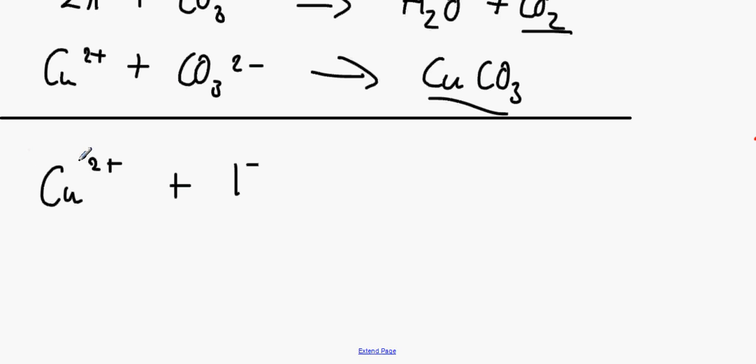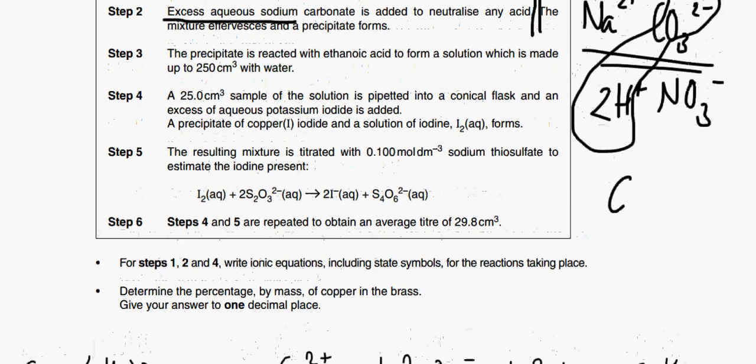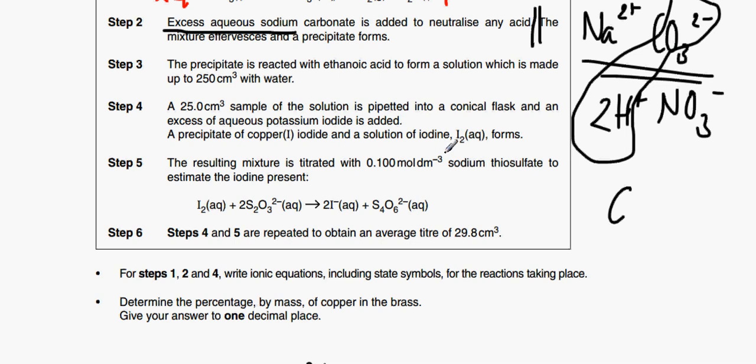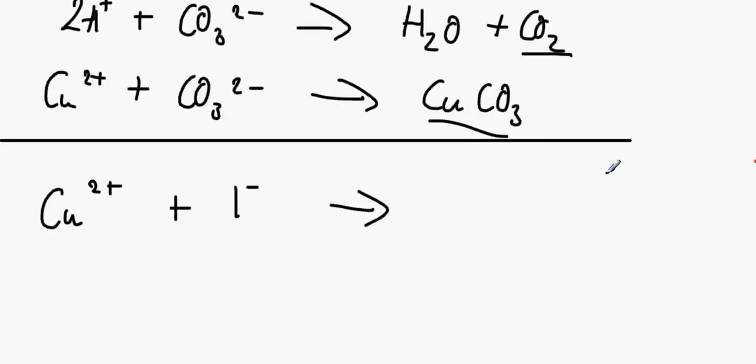So we've got Cu2 plus and I minus, and it tells us that iodine is formed. So we've got I2. And obviously, if you don't know, copper 2 plus does get reduced to copper plus.